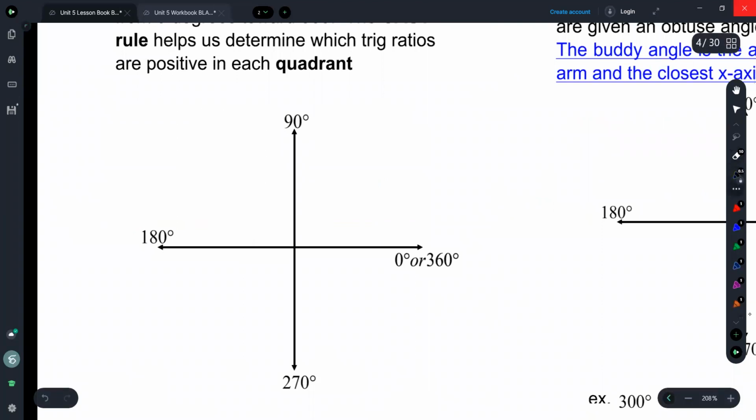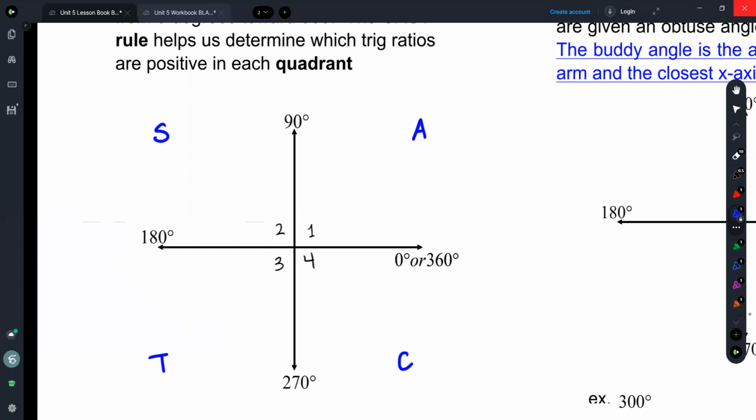And the CAST rule will start. So this is actually quadrants 1, 2, 3, and 4. Those are the names of the quadrants. And we will actually start in quadrant 4 and we will write the word CAST going counterclockwise. So, CAST. And I'm going to explain to you what this means and how this helps us.